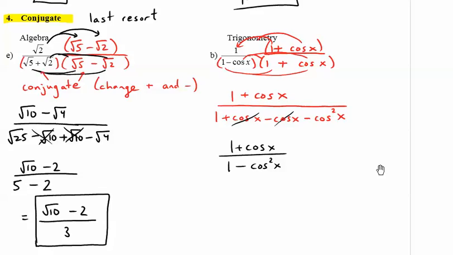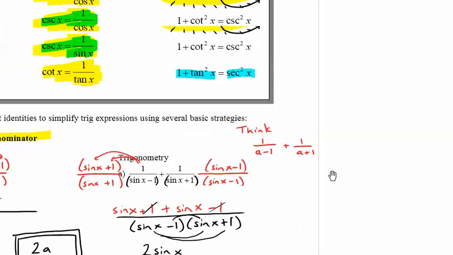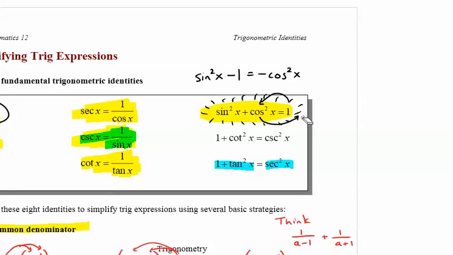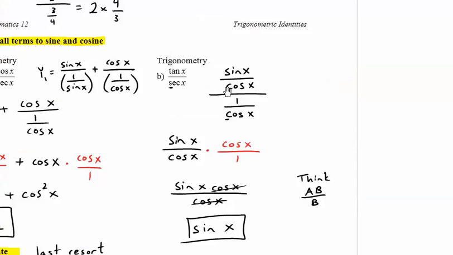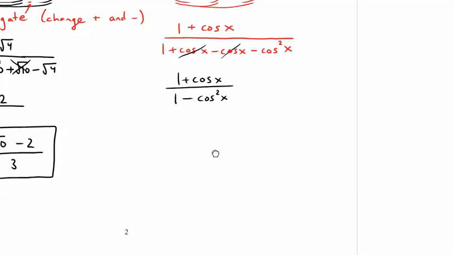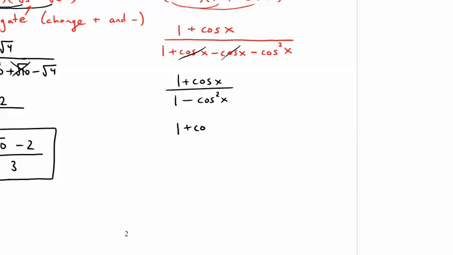And now because sine squared plus cos squared equals 1, we can do some more fancy moving around here. 1 minus cos squared. So if we move the cos squared to the other side of the equation, we get sine squared is the same as 1 minus cos squared. So instead of 1 minus cos squared, I can write sine squared. So 1 minus cos squared becomes sine squared x.